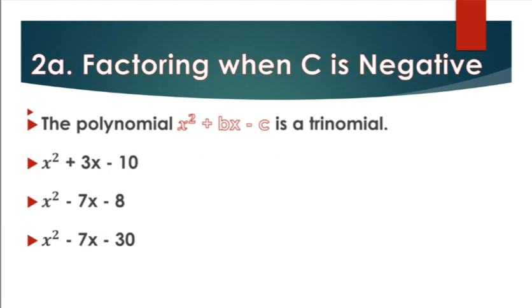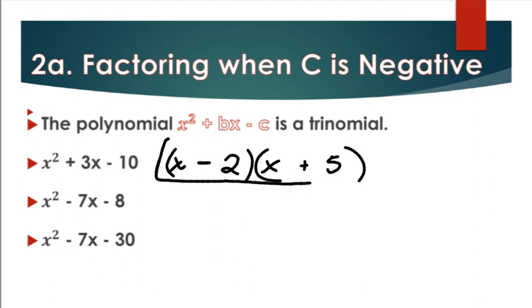Next one, c is negative. So we're going to do the same thing. Start with our x's here. Now, since the c is negative, one of them has to be negative, the other one has to be positive. So what do we multiply to get negative 10, but add together to give me a positive 3? So the bigger number has to be positive. So if I do positive 5 and a negative 2, negative 2 times a positive 5 is a negative 10. Negative 2 plus 5 is a positive 3. So this would be my solution.